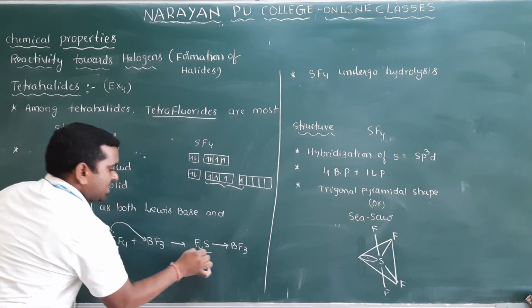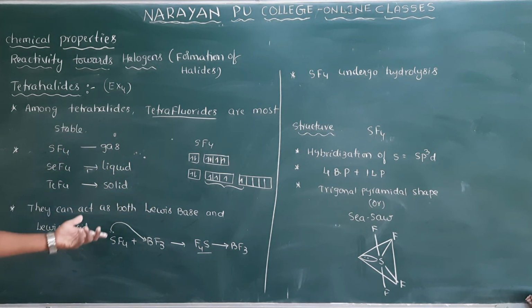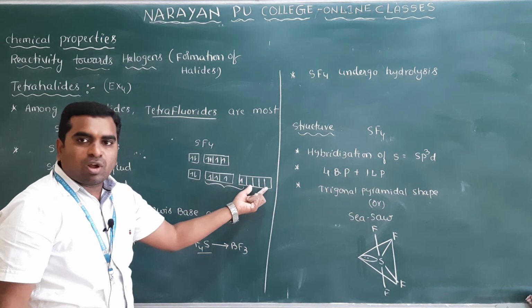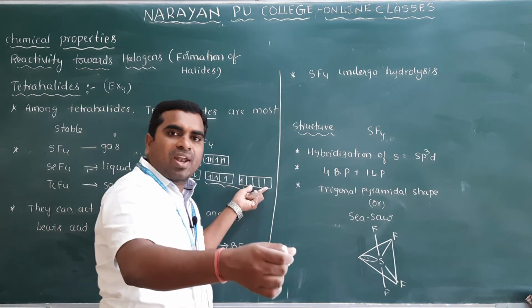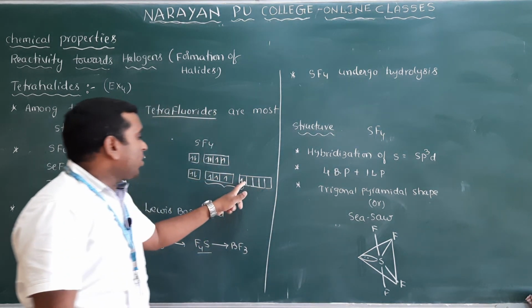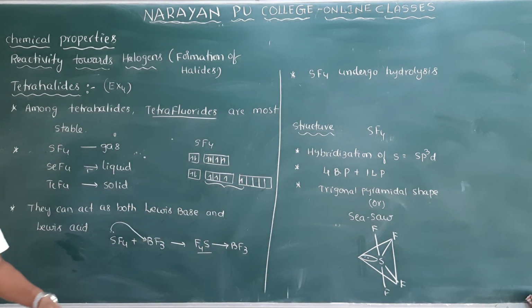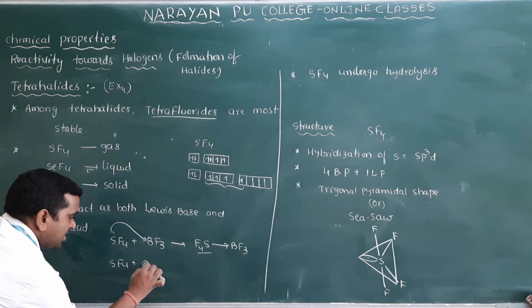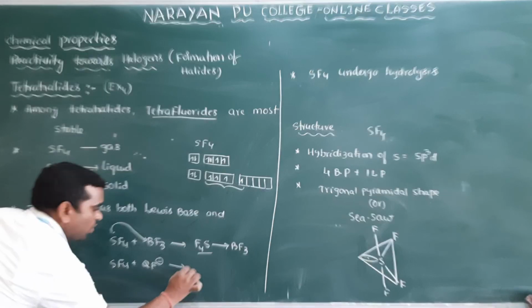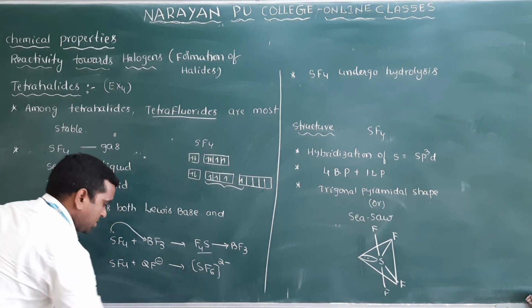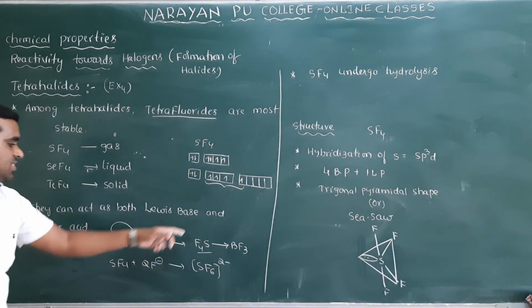So now in this case SF4 acts as a Lewis base, and it also has empty d orbitals. If anyone gives a pair of electrons, it is ready to accept also. So it can also act as a Lewis acid. Suppose SF4, if fluorine is giving electron, it will be converted into SF6 2 minus. Now it is gaining electrons, so it acts as a Lewis acid.